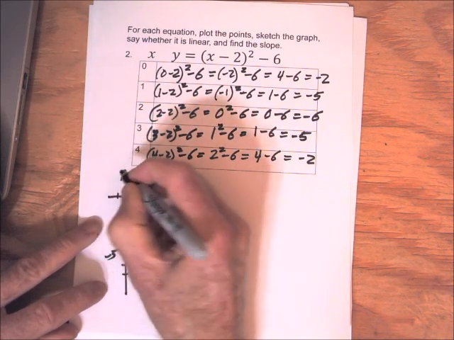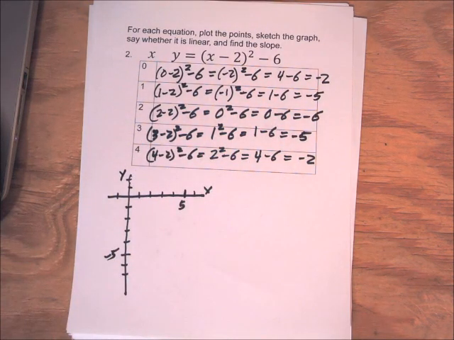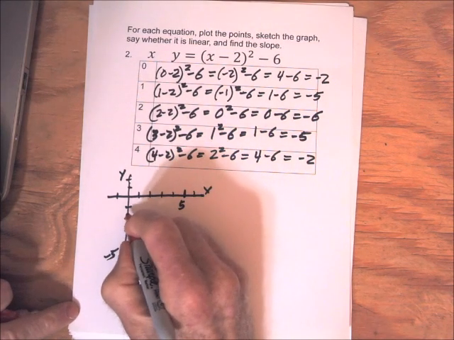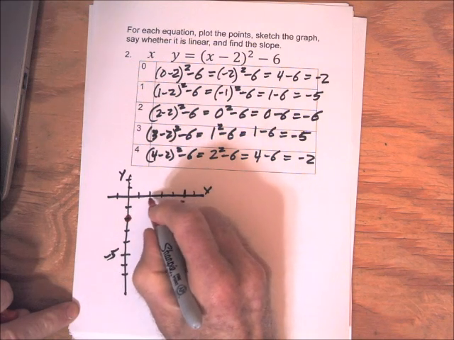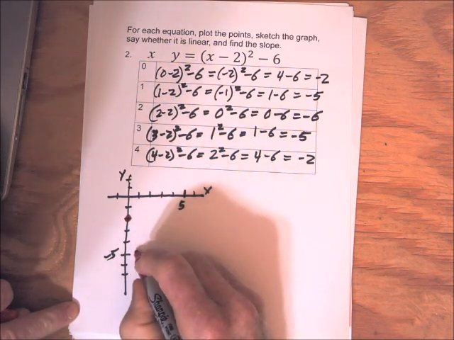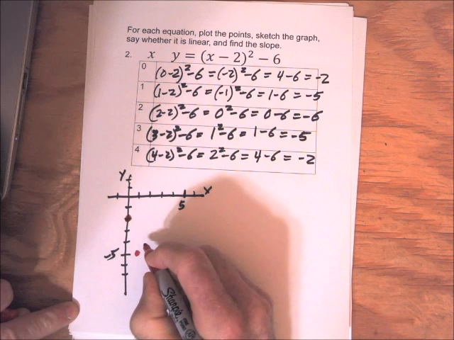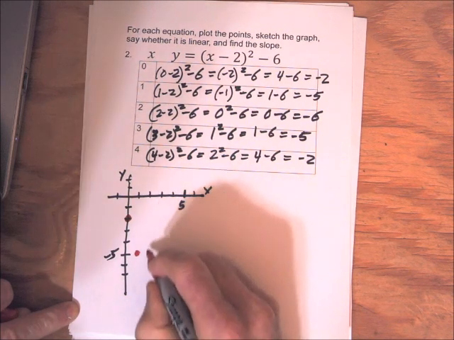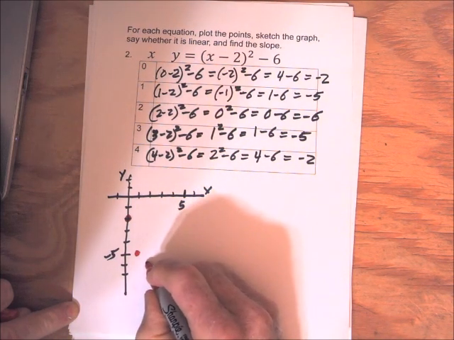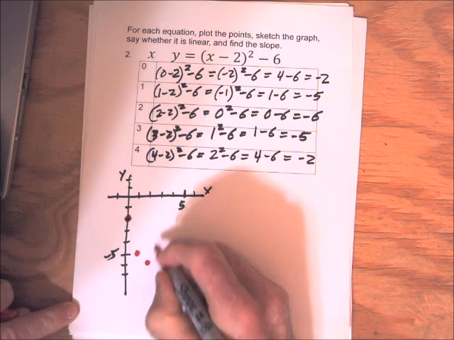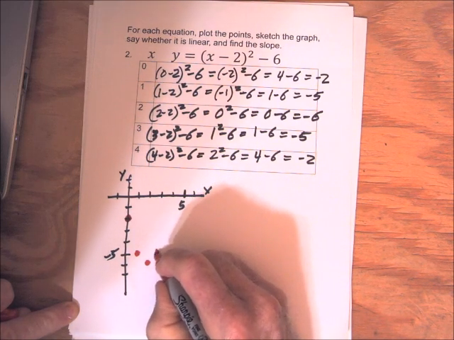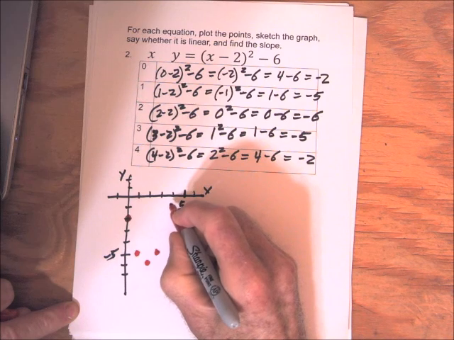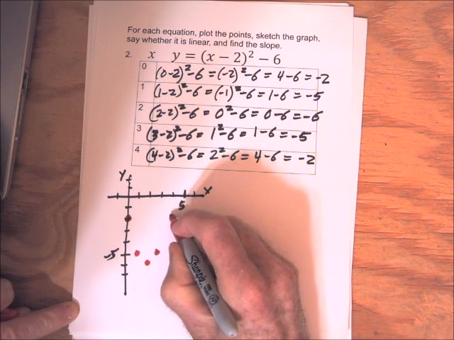Okay, so then we can plot the points. And so we have 0 left to right, down 2. 1 to the right, down 5. 2 to the right, down 6. 3 to the right, down 5. And 4 to the right, down 2.